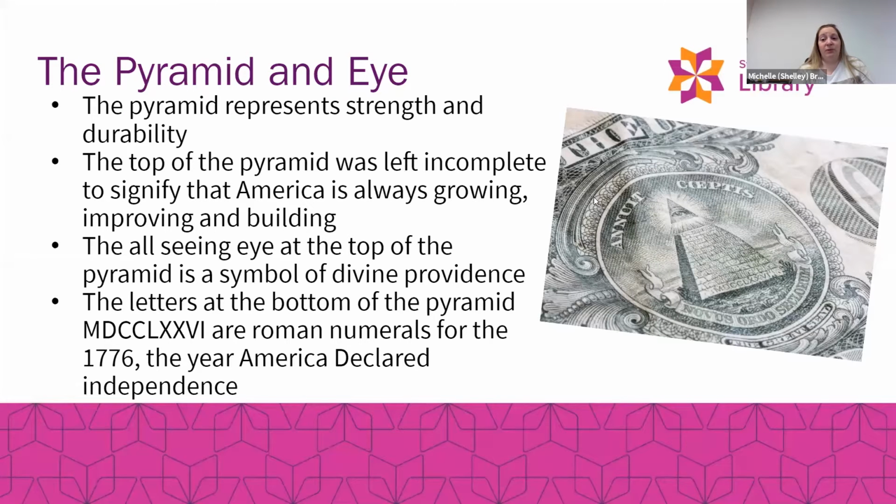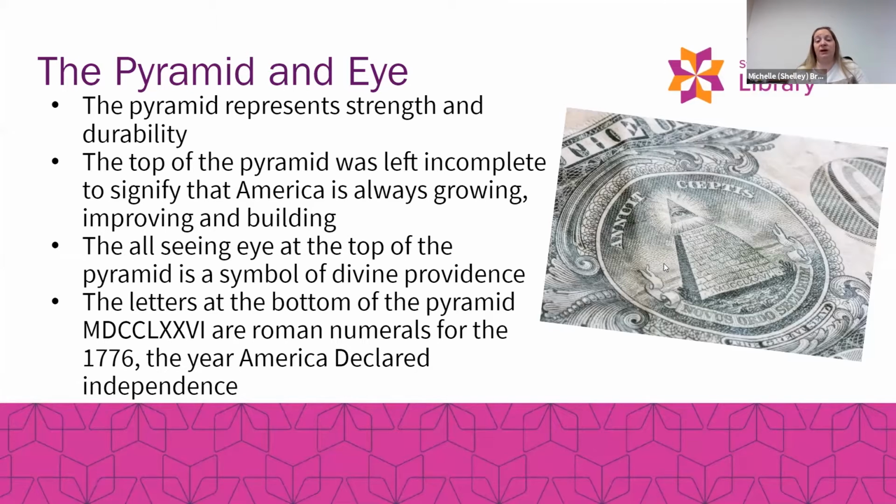So first of all, the pyramid, that one I never really understood. Why is there a pyramid on our dollar bill? We don't have pyramids in America, in the United States of America anyway, but it represents strength and durability. Pyramids are very strong structures and they last for a very, very long time. And so it represents strength and durability. And then the top of the pyramid was actually left incomplete. So it actually just stops towards the top and it's not done.